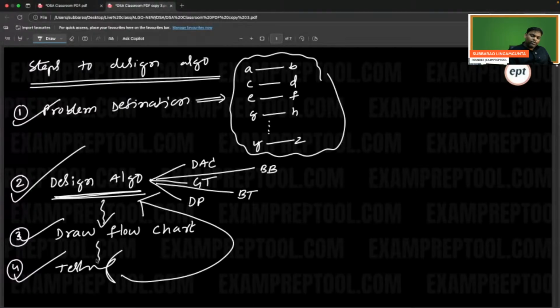If at all everything is okay, fine. Otherwise, I will go back and make small changes. It keeps on going until everything is perfect. Remember, it is a logic testing. You are checking the logic.